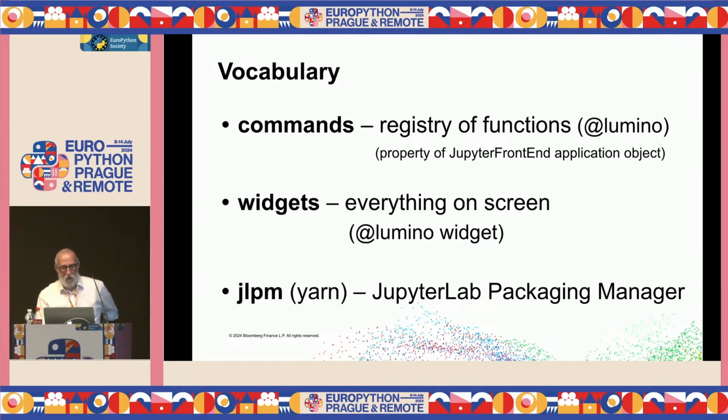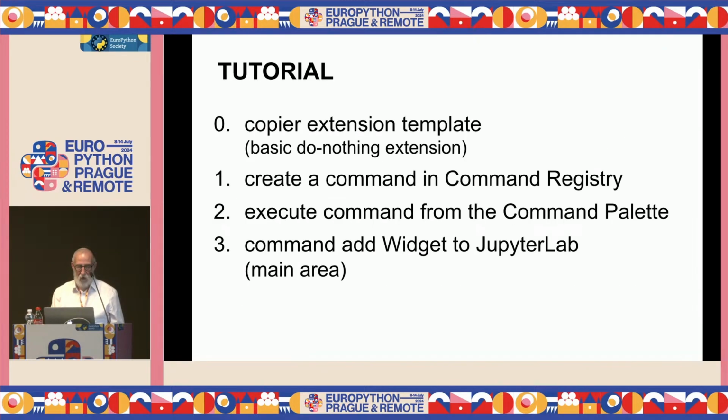There is a concept that comes from the Lumino package in the Jupyter front end called the command registry. It's a place where you can register commands, and it's basically a mapping from a command identifier to a function, and then these commands can be executed from anywhere within JupyterLab. So we'll be doing that. A widget is basically anything on the screen, and JLPM stands for the JupyterLab Package Manager. That's Jupyter's own version of the Yarn package manager. We'll be using that as well.